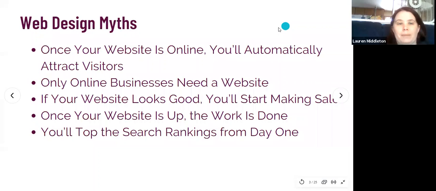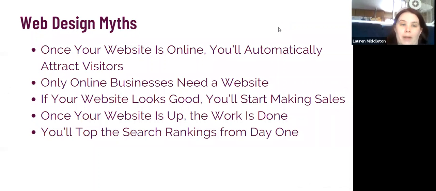Number one is once your website is online, you'll automatically attract visitors. This is untrue. The site has to go through indexing by Google. It has to start crawling. There are things that Google uses called robots that actually crawl the text on your site to get you listed on Google, and that can take up to 3 months. It actually takes a really long time. And we'll go into SEO further into the presentation.